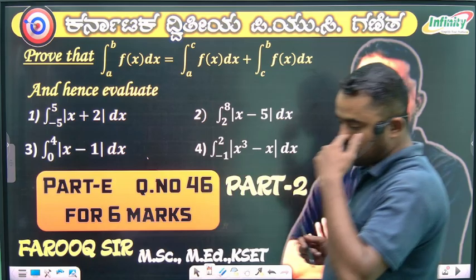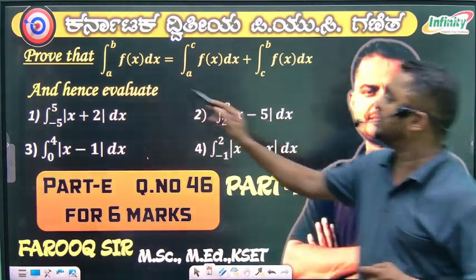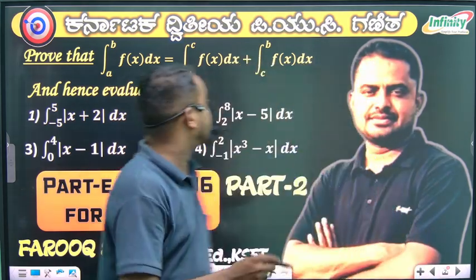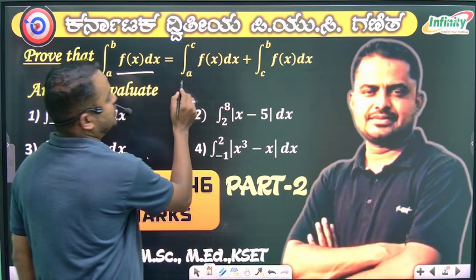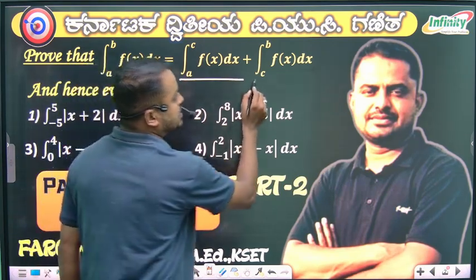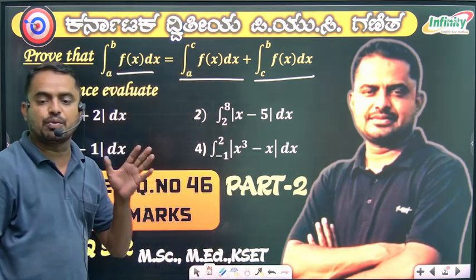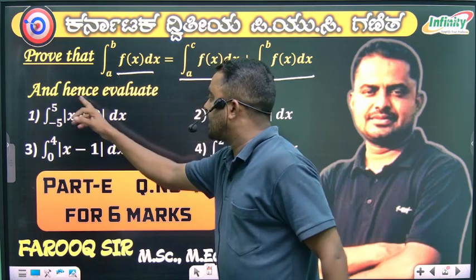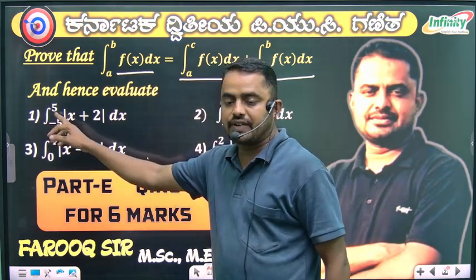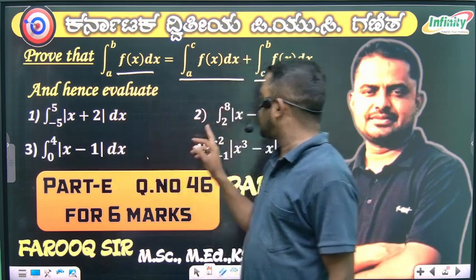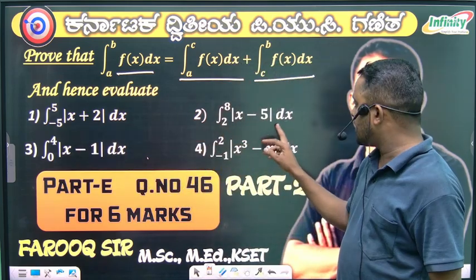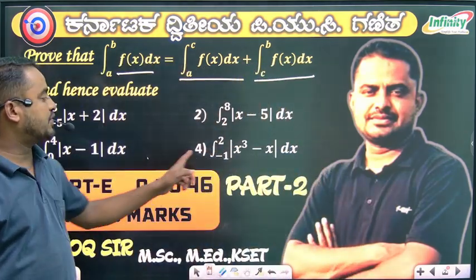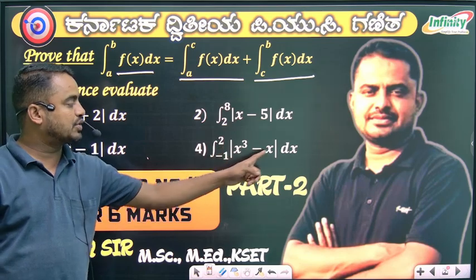In this video we will prove that integration of a to b f of x dx is equal to integration of a to c f of x dx plus c to b f of x dx, and hence evaluate problems based on it. First, integral from -5 to 5 of mod of x plus 2 dx; second, 2 to 8 mod of x minus 5 dx; third, 0 to 4 mod of x minus 1 dx; and fourth, -1 to 2 of x cube minus x dx.